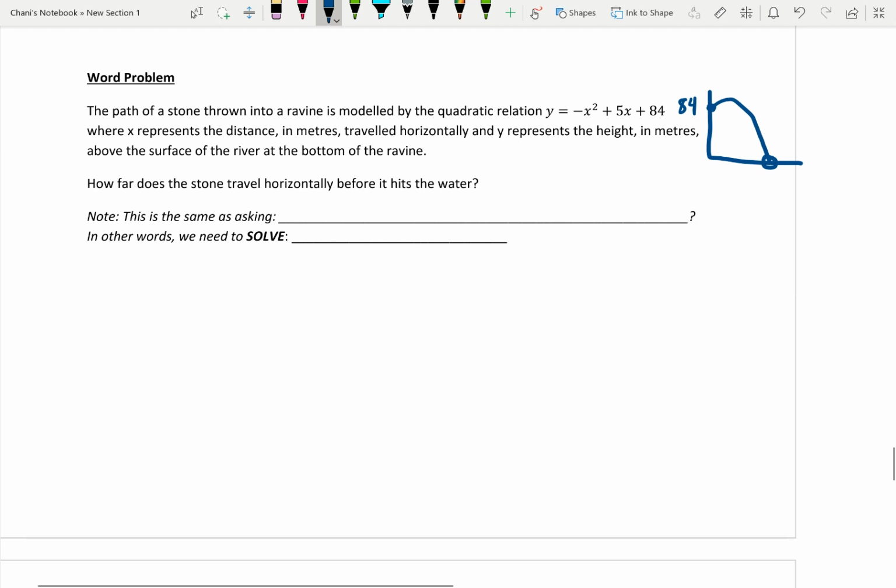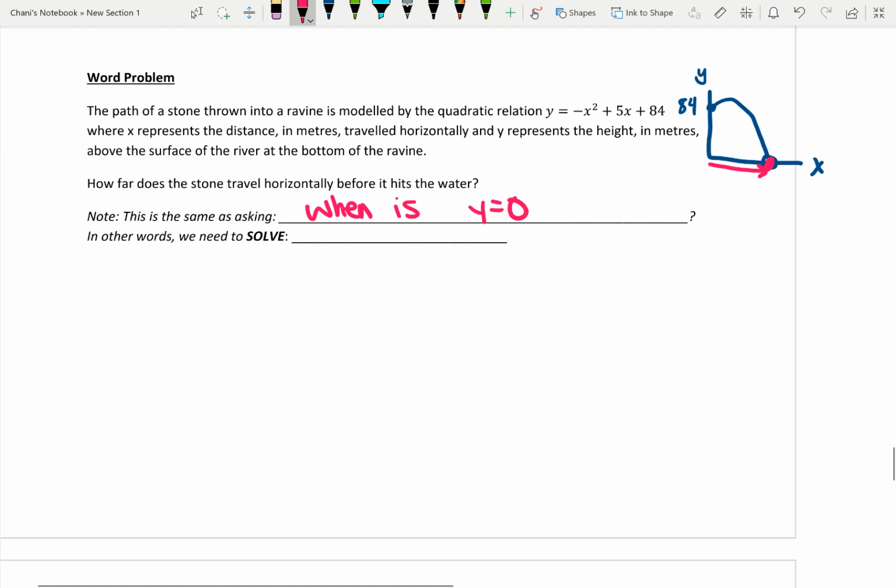So x represents the distance in meters traveled horizontally, like if you're looking at it from a side view, and y is how high it was. So how far does the stone travel before it hits the water? Basically that's asking, what is this x-intercept? That is the same as asking, when is y equal to 0 for what x values?